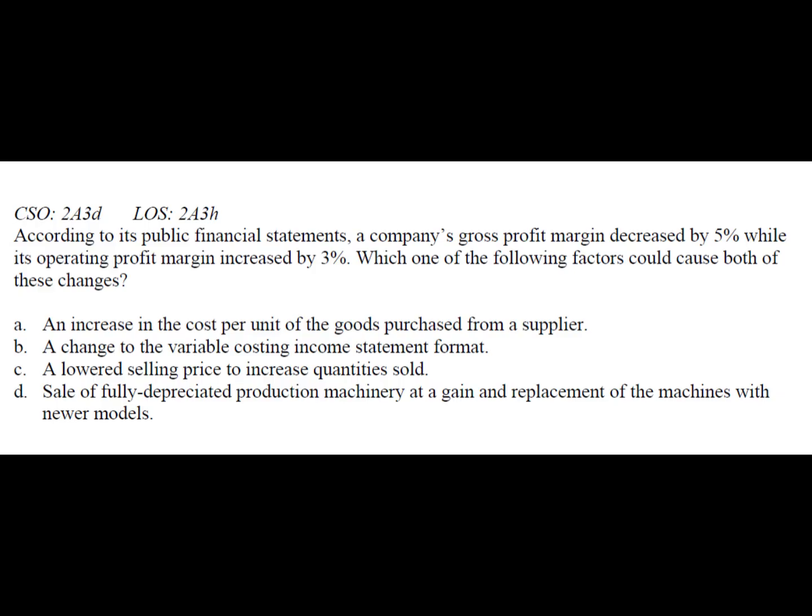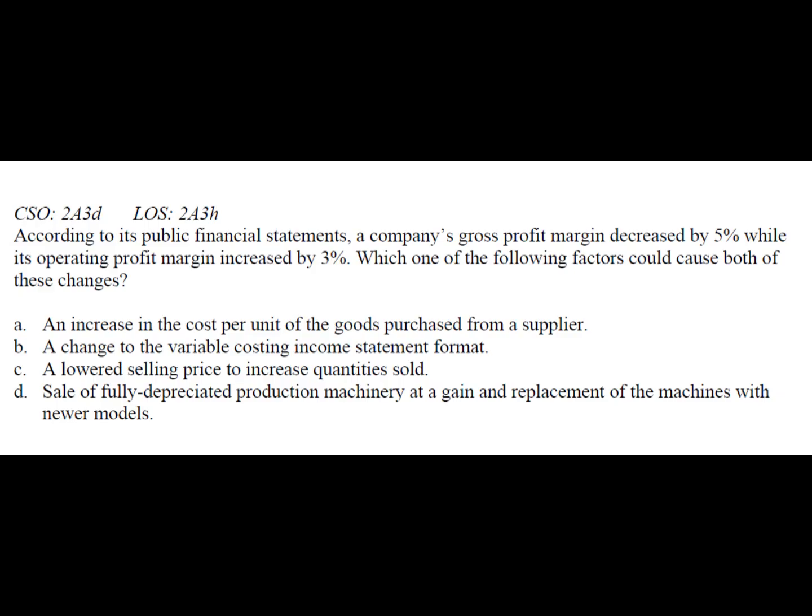A. An increase in the cost per unit of the goods purchased from a supplier. Incorrect. Higher unit costs increase COGS, reducing gross profit margin and typically reducing operating profit margin as well. B. A change to the variable costing income statement format. Incorrect. Changing the presentation format does not change the underlying economics or profitability ratios reported in external financial statements.